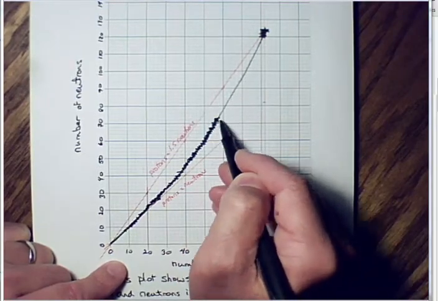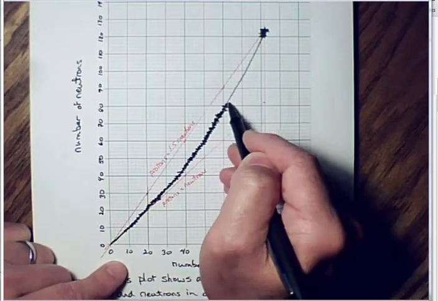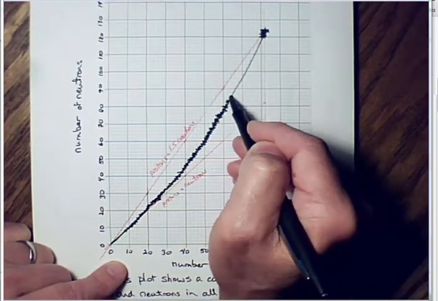What is that word, protons and what on the top? Neutrons. This is a graph that compares the number of protons and neutrons.